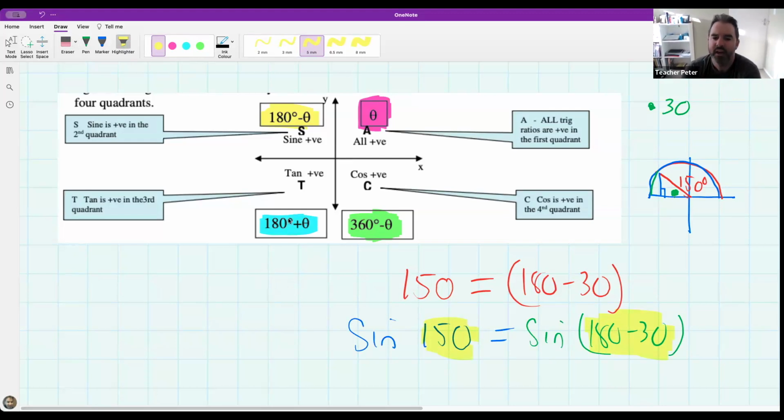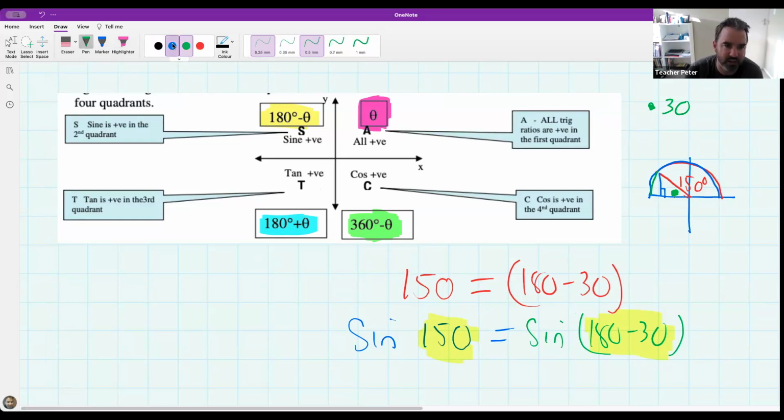Now, when we use the cast diagram to do the reduction formula, we do not like to write it with obtuse angles like 150. We always rewrite them in terms of the nearest horizontal if we can. Or we use these formulas over here, like in quadrant 2, 180 minus theta, quadrant 3 is 180 plus, quadrant 4 is 360 minus.